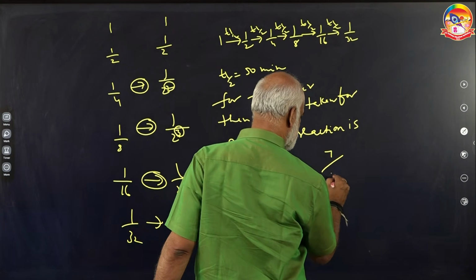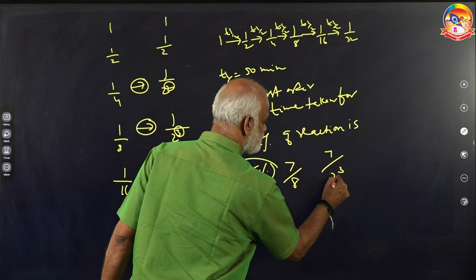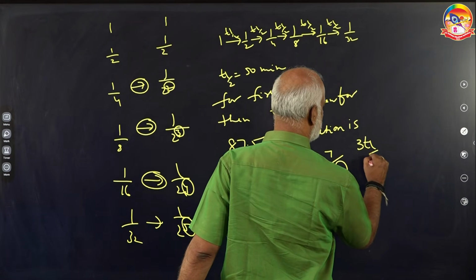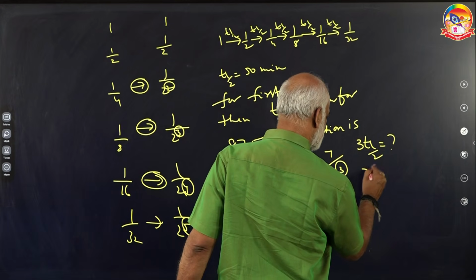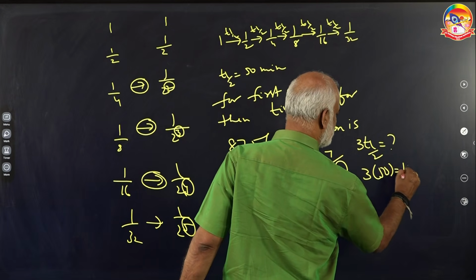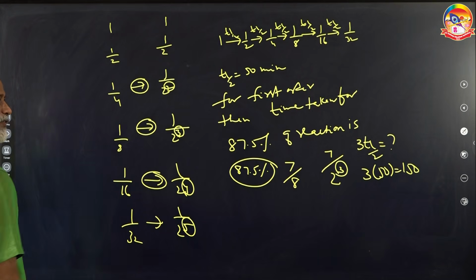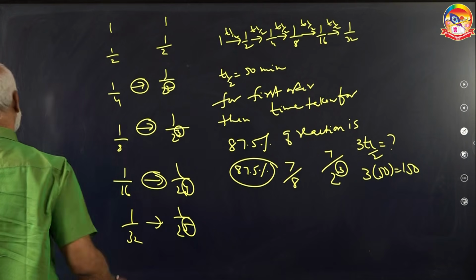7 by 8 is 7 by 2 cube. This power 3 will tell you half-life. 3t half is how much is asking? 3 into 50, which is equal to 150. No sir, I wanted to get it in a different way. No problem.